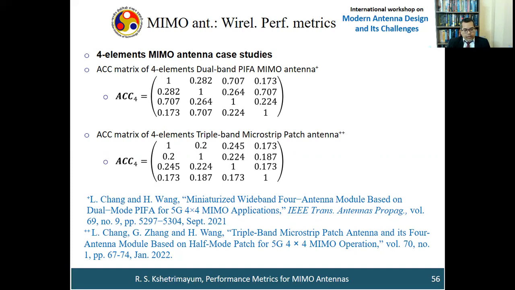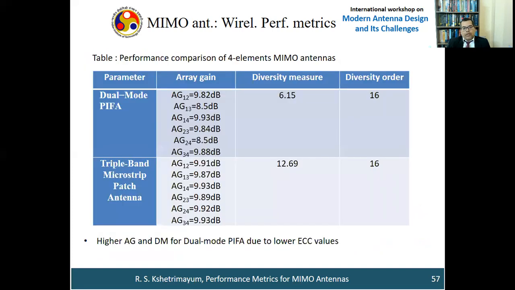From the SCC matrix, we can find out how much is the array gain, how much is the diversity measure, and how much is the diversity order. And this is a 4-element MIMO antenna, so we'll have 6 array gain for every antenna. The array gain for 4-element MIMO antennas is shown in the table here in the second column, the diversity measure is shown in the third column, and the diversity order is shown in the last column.